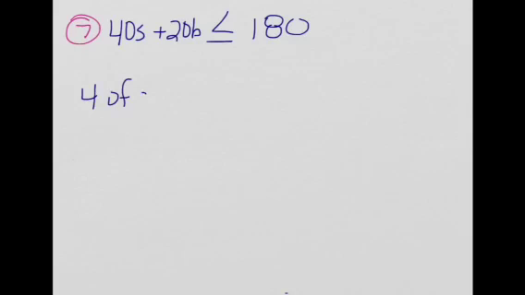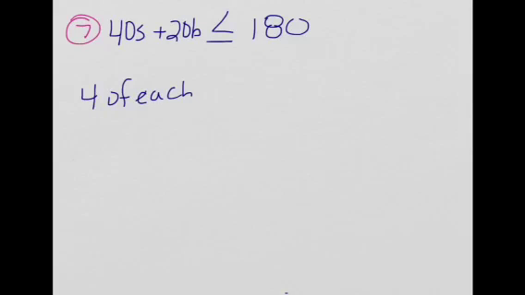Alright, problem number 7 is the word problem. Rita plans to spend at most $180 on a new wardrobe. So because we know it's at most $180, we know that it has to be less than or equal to $180. The skirt she wants to buy costs $40. So the $40 per skirt plus $20 for each blouse. And we're going to write an inequality for that. So there's our inequality.